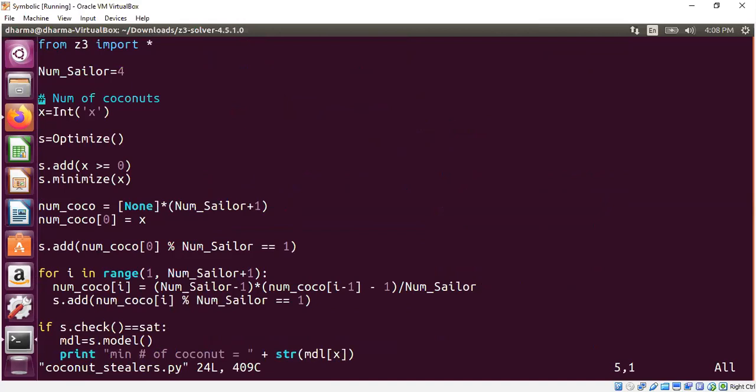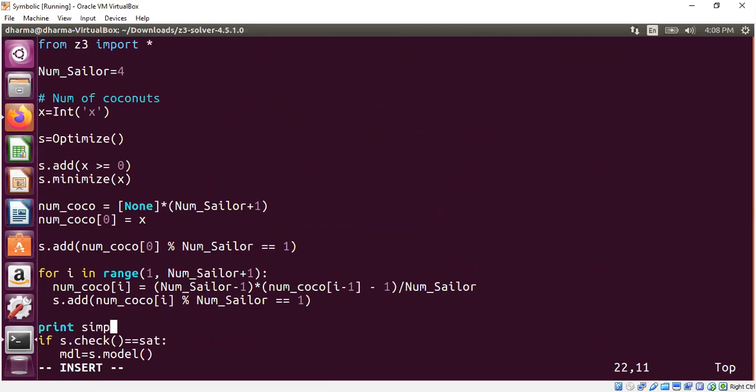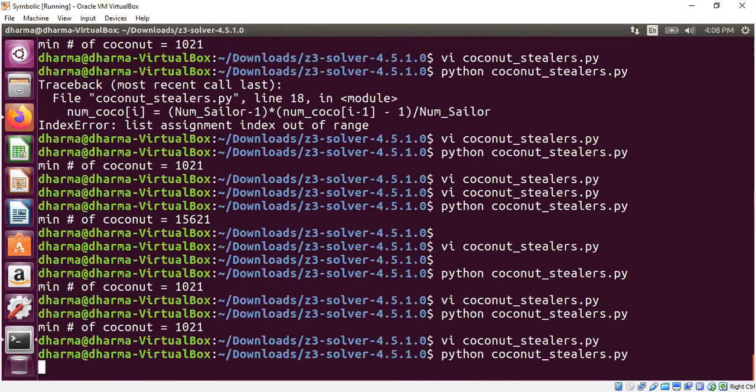We can also use some of the features of the SMT solver to print the intermediate model. So let's print the simplified expression, and I'm going to do this inside a loop. We can see it for every i, the simplified number of coconuts for i. We do know that when i is 0, the number of coconuts is x. So let's see the expression for the other men, 1, 2, 3. When they took their share, what is the mathematical expression we are having? So we can print it. Let's print this and see what happens.